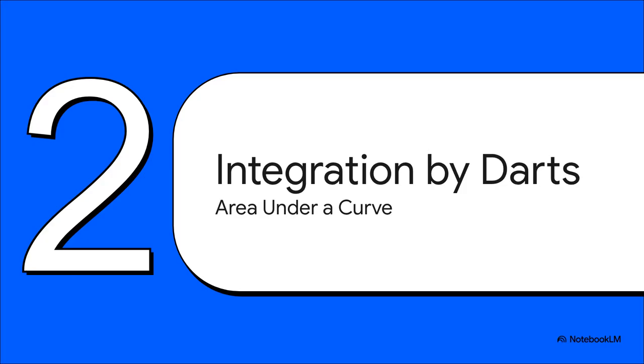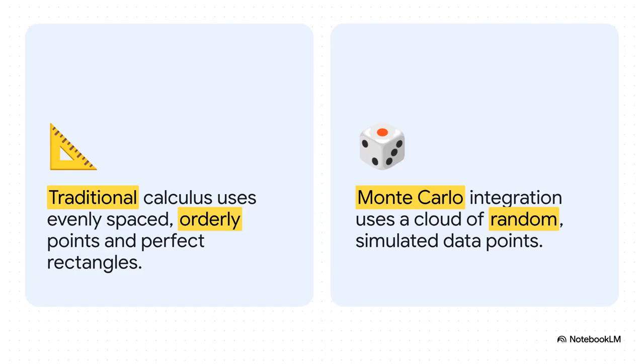Okay, so let's take this idea a step further. We can use this exact same dart-throwing logic to tackle a classic problem from math class, finding the area under a curve. You might remember it as integration. Now, if you remember your calculus class, the traditional way is super orderly. You slice the area up into these perfect, tiny little rectangles and add them all up. But Monte Carlo? Nah. It's just like our dartboard. It just throws a whole cloud of random points at the graph and counts how many fall under the line. It's pure chaos versus pure order.